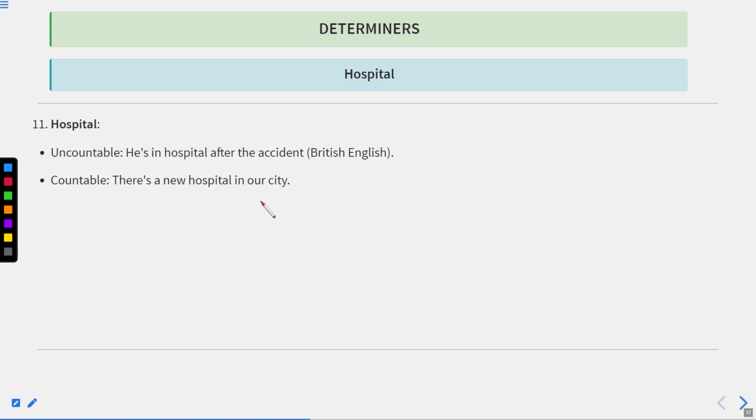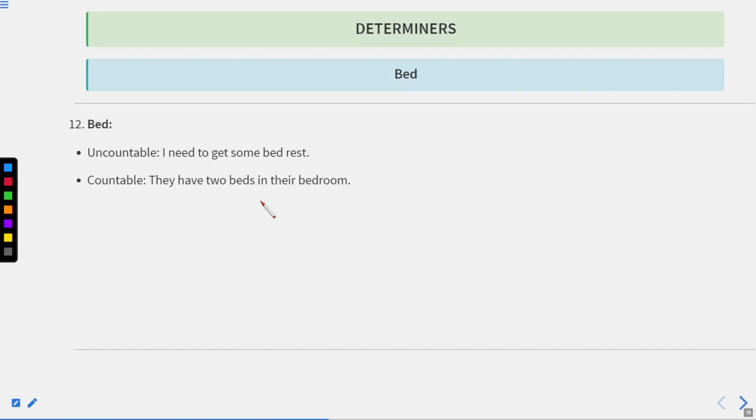Hospital. "He is in hospital after the accident." This is British English. "There is a new hospital in our city." So we are talking about a particular hospital. Let us move to the next one.